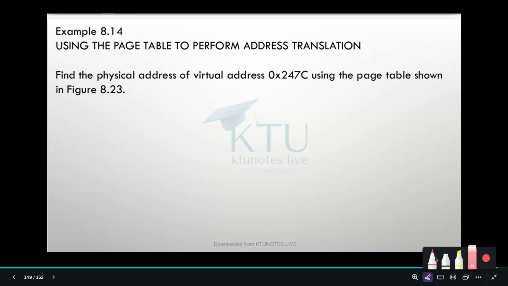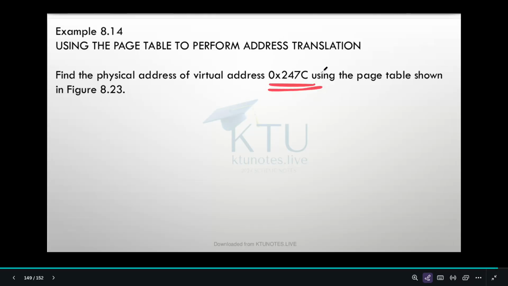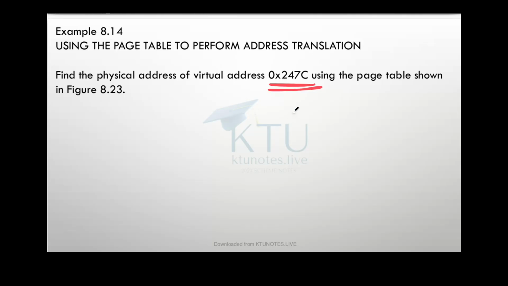Here you have 0x247C, a 31-bit virtual address. We are solving a 31-bit virtual address, out of which 19 bits are the VPN and 12 bits are the offset. And the physical address is 27 bits, out of which 15 bits are my PPN and 12 bits are the offset. This is the pattern I am going to follow for this question.